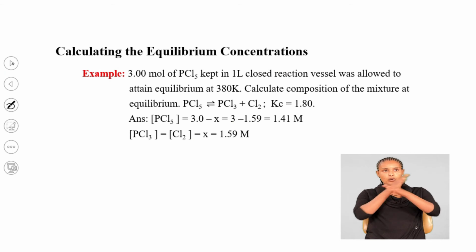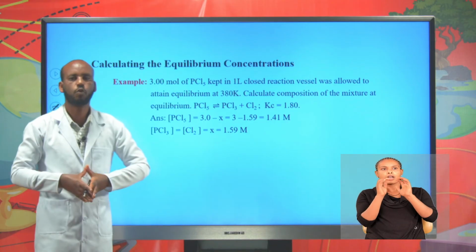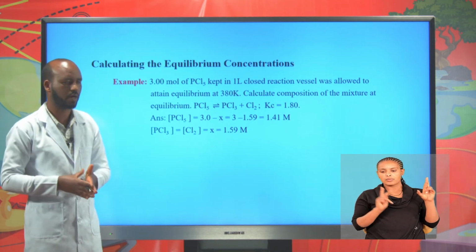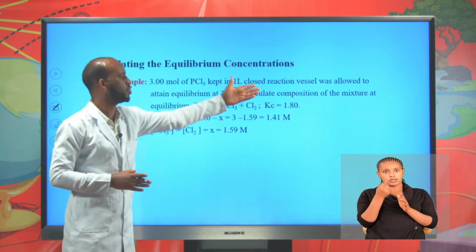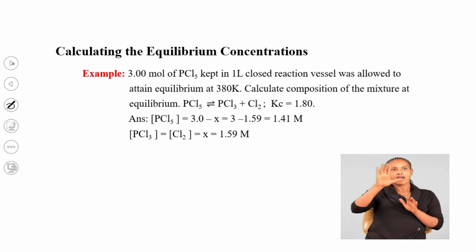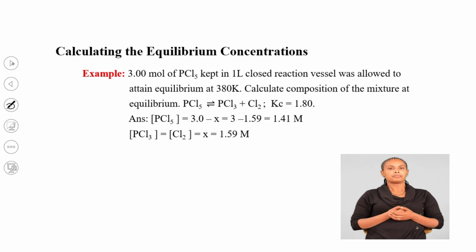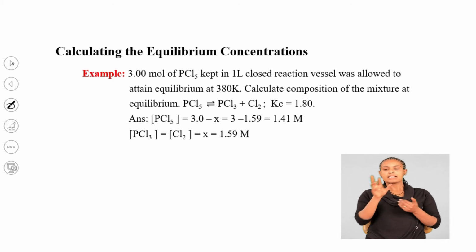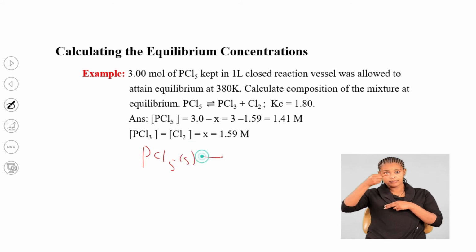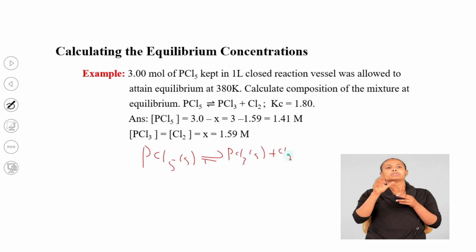Calculating the equilibrium concentrations. How can we calculate equilibrium concentrations of both reactants and products? For example, look at this example. 3 moles of PCl5 kept in a 1 liter closed reaction vessel was allowed to attain equilibrium at 380 Kelvin. Calculate the composition of the mixture at equilibrium. Now, the reaction is at equilibrium. PCl5 gas is in equilibrium with PCl3 gas plus Cl2 gas.